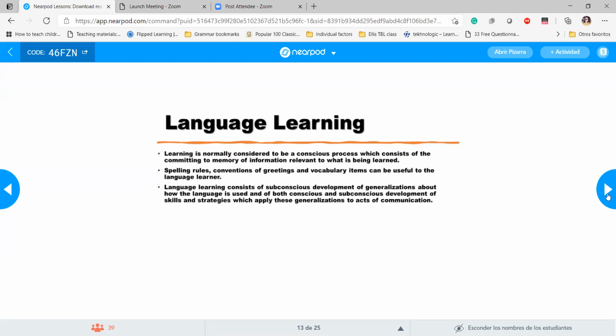And then how do we see language learning in this process? Well, learning is normally considered to be a conscious process, which consists of committing to memory information relevant to what is being learned. And what do we mean by this? The students have to be able to recall what they already know and put it into use, okay? Spelling rules, conventions of greetings, vocabulary items can be useful for the language. So we can also have that available for students.